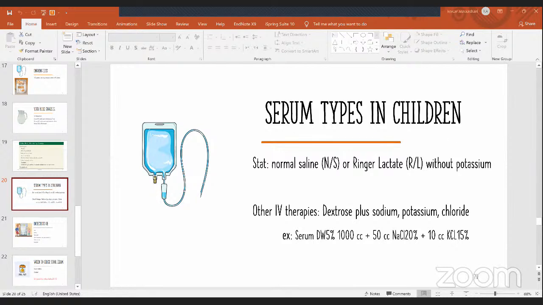Look here at the example. For example, we write this in our orders. Serum, dextrose, water, 5%, 1,000 cc's, plus 50 cc's of sodium chloride, 20%, plus 10 cc's of potassium chloride, 15%. This is how we write it in our orders, okay? And the calculating is a little difficult, and it's not really needed for you. So let's not get into that.